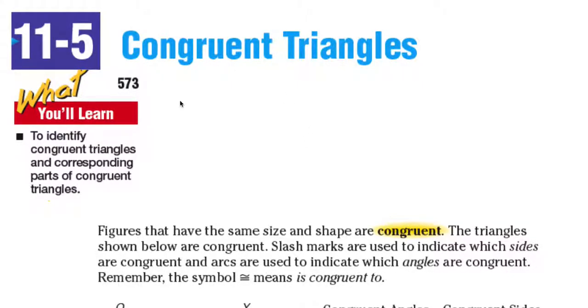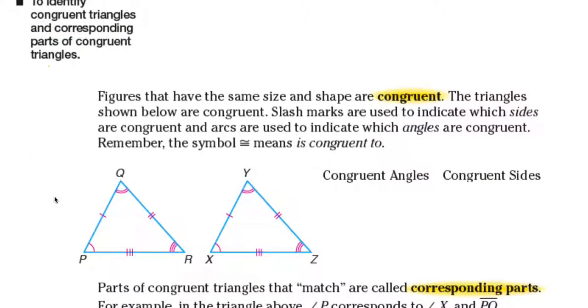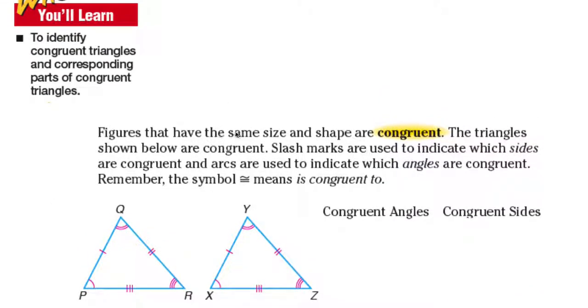Lesson 11-5: Congruent Triangles. In this lesson you learn to identify congruent triangles and corresponding sides of congruent triangles. Let's start. Figures that have the same size and shape are called congruent, meaning they have the same measure. If they have the same size, that means they have the same measure in terms of the sides and the angles. So if they have the same size and the same shape, they're called congruent figures.